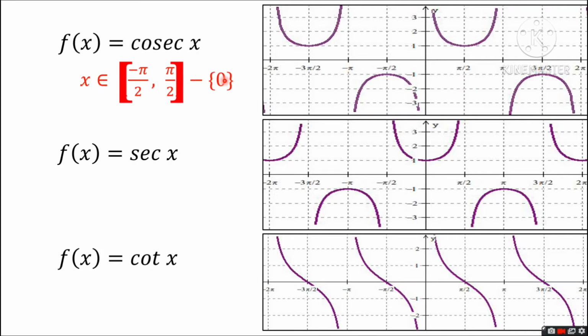minus 0, because cosec x is 1 upon sin x, and we know that the value of sin 0 is 0. So that particular point we will have to exclude, because at this point the function is not defined. So x belongs to minus pi by 2 to pi by 2 minus 0. Next, the domain for sec x: the interval is 0 to pi minus the point pi by 2. So here pi by 2 we will have to exclude. For cosec x we considered minus pi by 2 to pi by 2, and this point 0 is excluded.